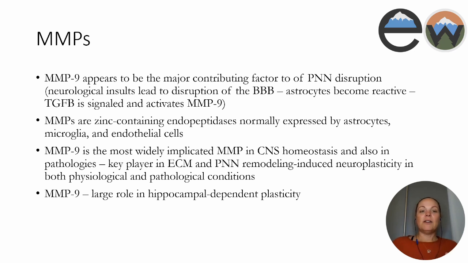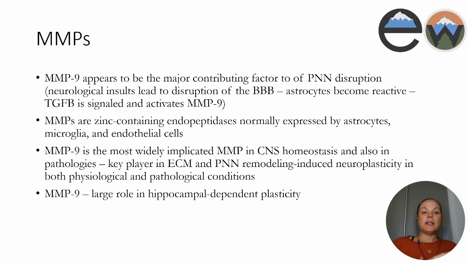Neurological insults will lead to disruption of the blood-brain barrier. The astrocytes are becoming more reactive. TGF beta is signaled, and that activates MMP9. Okay, so MMP9 is going to be activated when there's disruption of the blood-brain barrier. MMPs specifically as a group are zinc-containing endopeptidases normally expressed by astrocytes, microglia, and endothelial cells. Okay, so they are linked to the presentation of astrocytic activity.